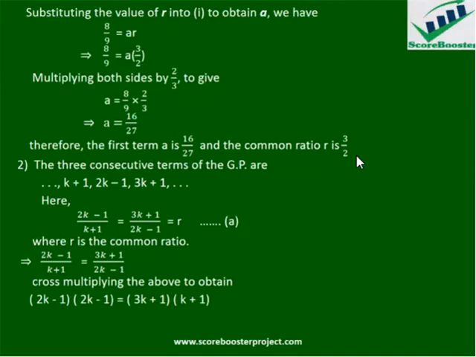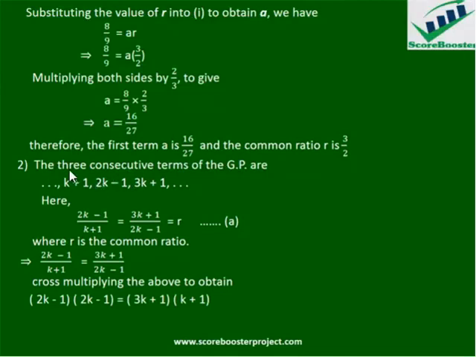The second question says, if k plus 1, 2k minus 1, 3k plus 1 are 3 consecutive terms of a geometric progression, then we should find the possible values of the common ratio. Here, these are 3 consecutive terms, that is 3 terms that follow each other consecutively, and they are terms of a geometric progression. So we want to find the possible values of the common ratio of that geometric progression. And from here, we don't know which term they are. It can be the first, second, third term. It can be the fifth, sixth, seventh term.